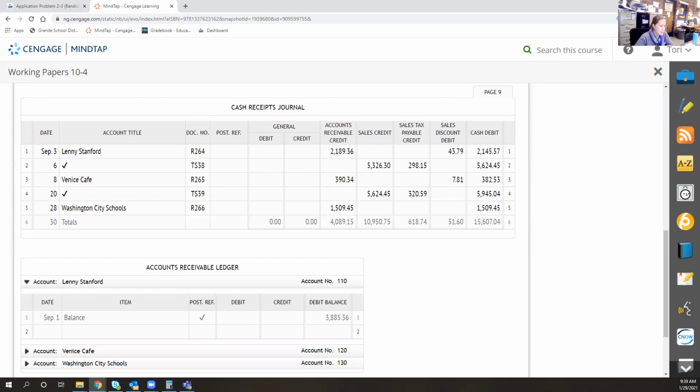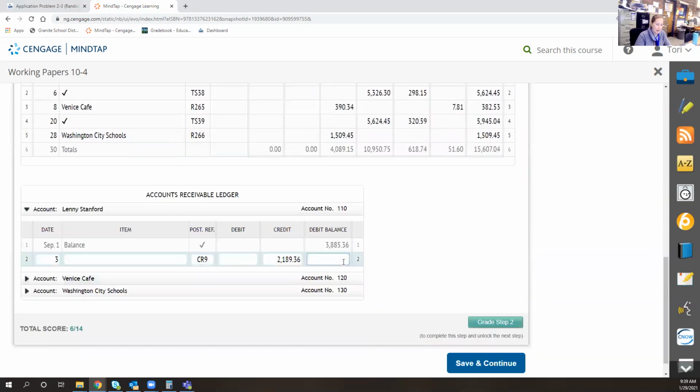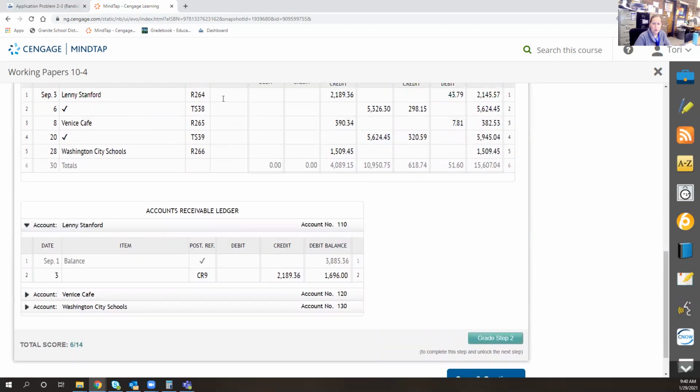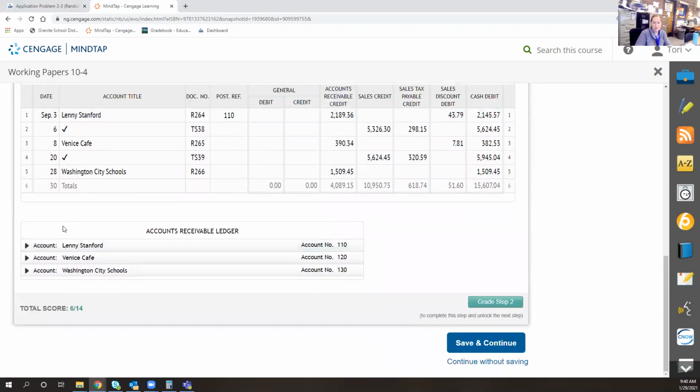So let's go to Lenny, and this happened on the 3rd. We have a cash receipt journal, number 9, and we credited $21.89.36. So we have a debit and a credit, so we're going to subtract. So that makes it $16.96. All right. Oh, we do post reference this back up, 110. Post reference that back up to our post reference here, always post reference.